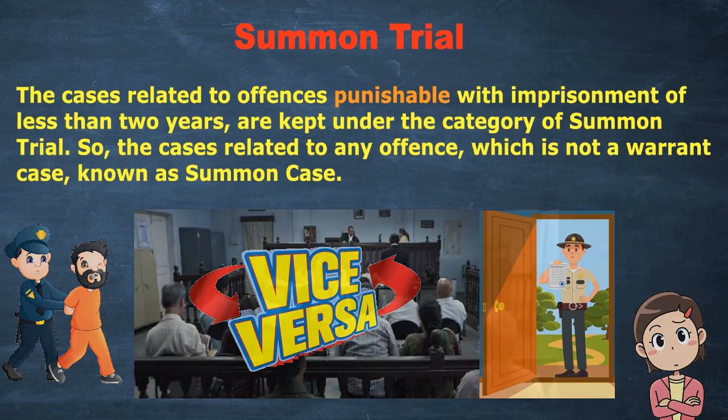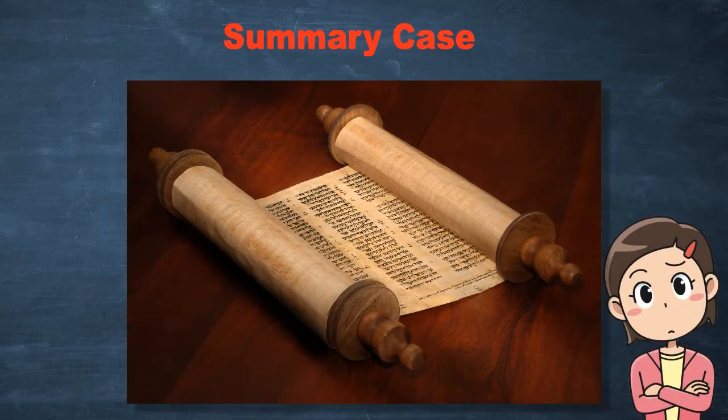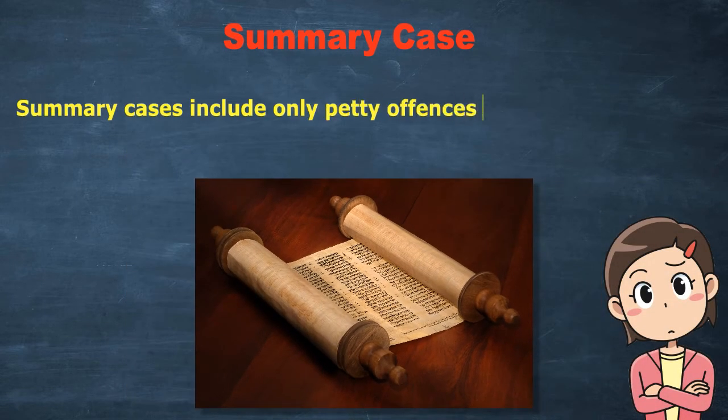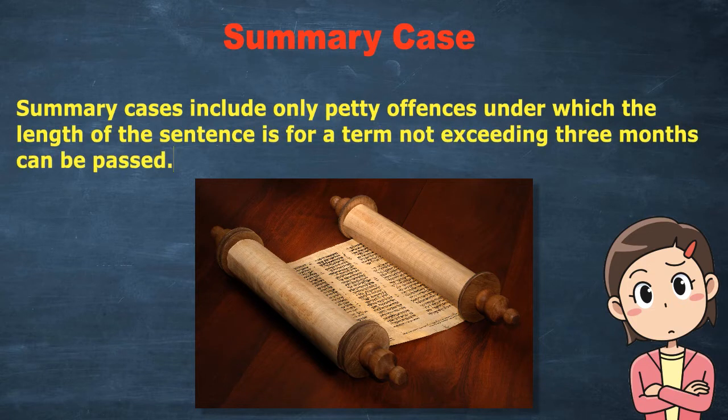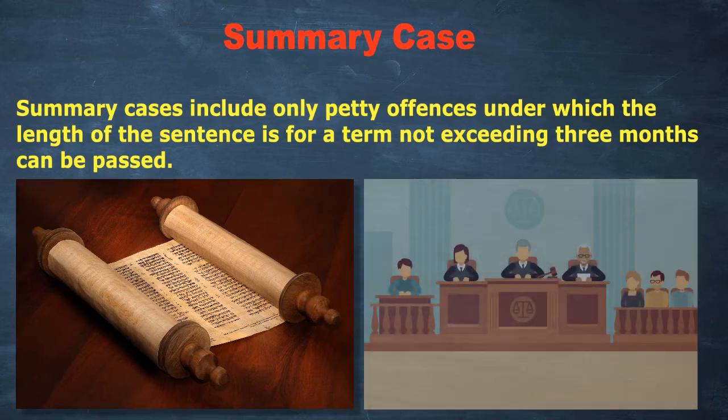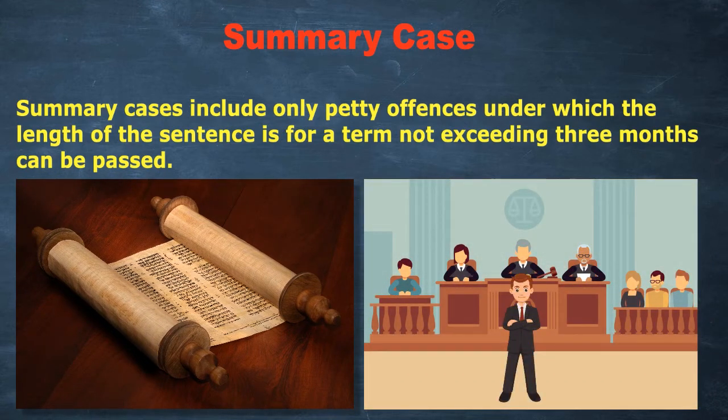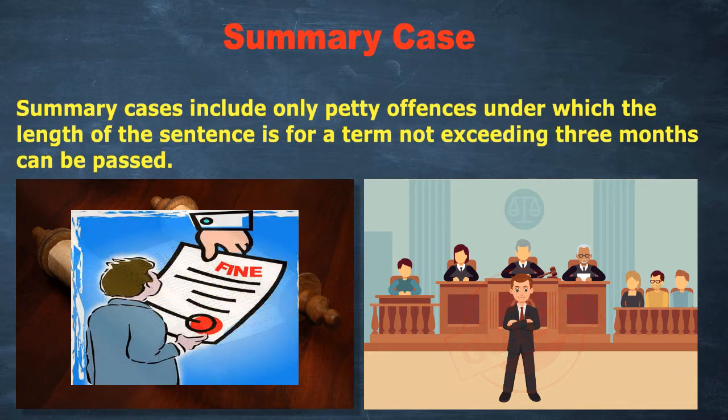Now our next term is summary case. Summary cases include only petty offences, under which a sentence for a term not exceeding 3 months can be passed. So see how small the offences are. Usually in summary cases, a special summons is sent to the offender, requiring him either to be present in court and defend himself, or to admit guilt and pay a fine by post.